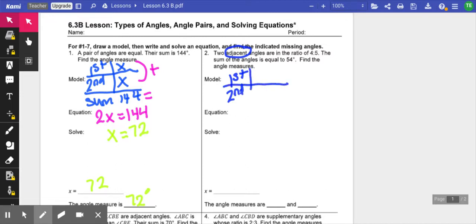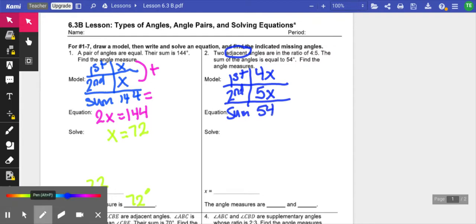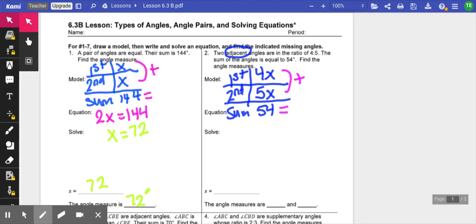And the ratios are 4 to 5. So does that mean that one is 4 and one is 5? No, because that wouldn't add up to 54. That means that was reduced. So one of them is 4x and the other is 5x. And their sum is 54 degrees. So then I know that if I add these two things, they have to equal 54.